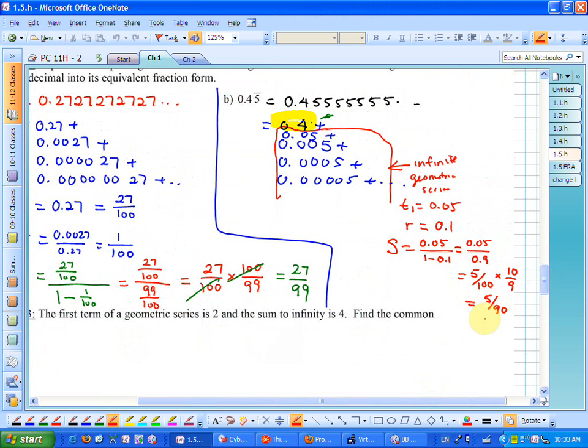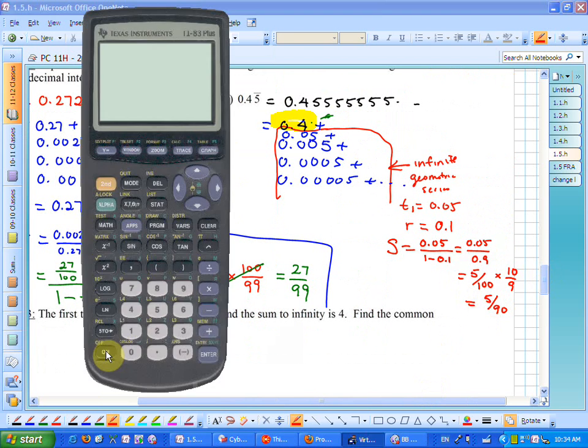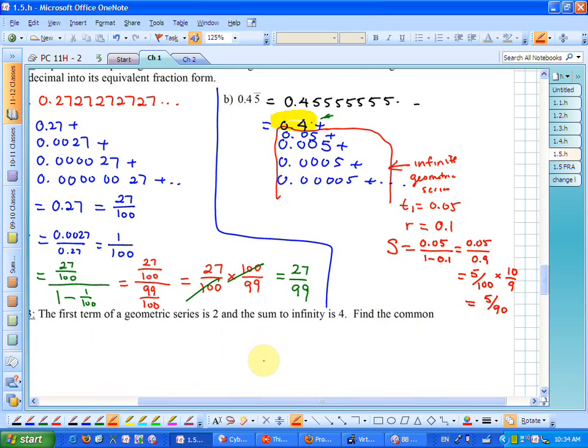Am I right? Yes? 5 over 90? Now, by the way, you can always double check your answer by using your calculator and just going 5 divided by 90. Yeah, I think I'm okay, right? 0.555555. It rounds, so I'm okay. But unfortunately, you're not done yet because you still have to factor in this 0.4 from the top.